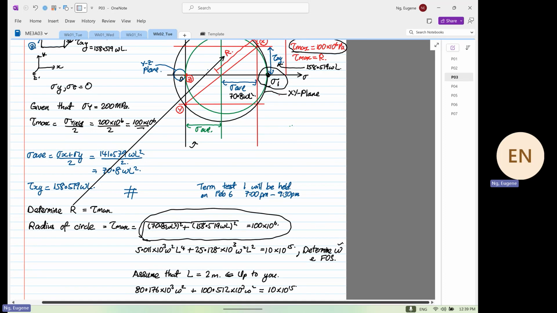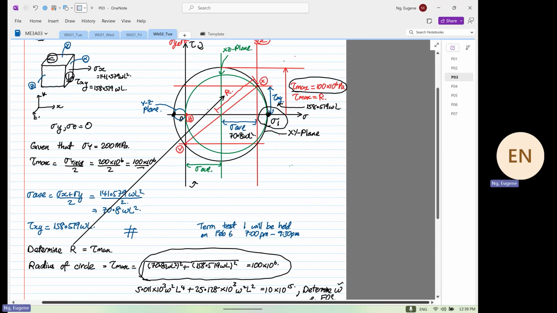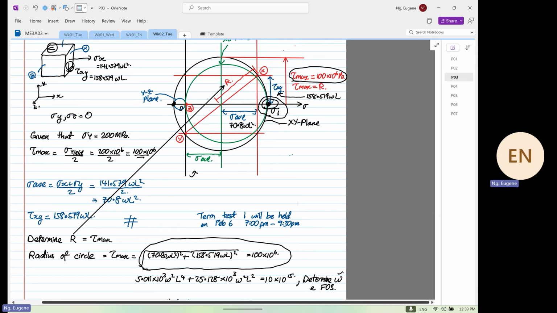Now we have to check this point over here and this point over here. And from what we can see, the positive value has to be checked because by this sketch, stress 1 is greater than stress 2. Are we clear? Okay, so now we are going to determine stress 1.